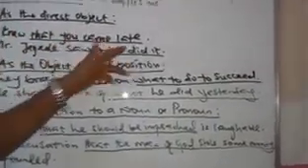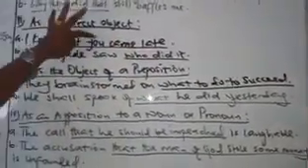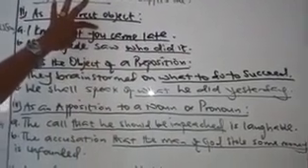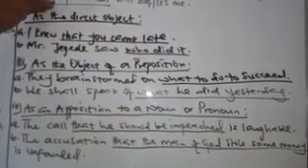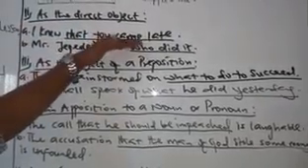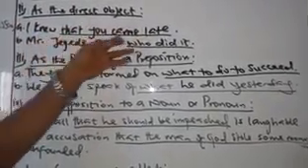So let's try it once again. I knew that you came late. You can say, I knew it. Okay? This is the object. I knew it. It serves as the object of a sentence in this case. I knew that you came in.